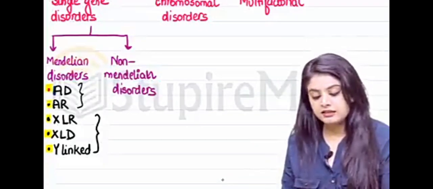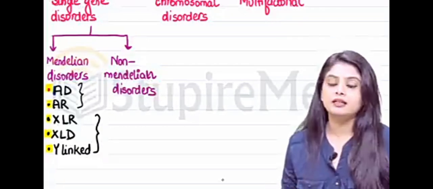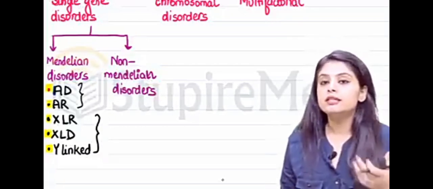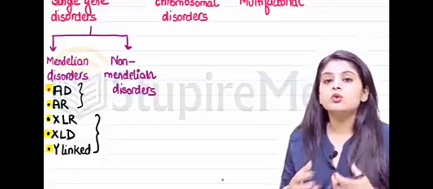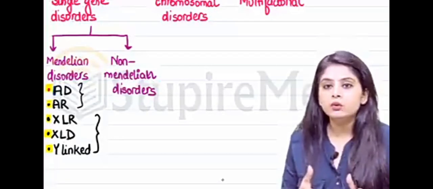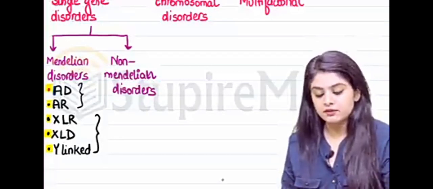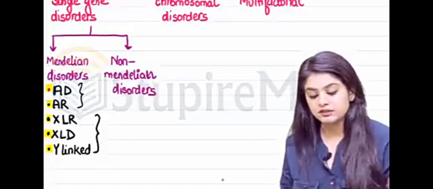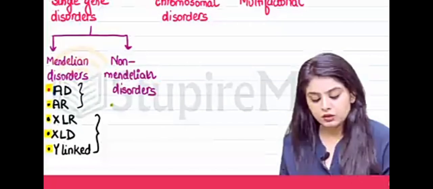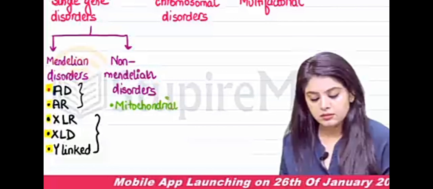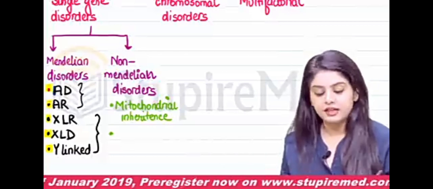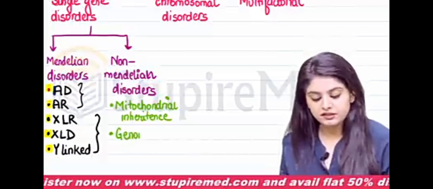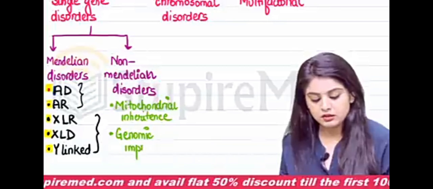The next category, students, that we have is the non-Mendelian disorders. Now, we already know that these will not follow the classical Mendelian rules. But this is that category which has more complex names. So we are just tabulating it over here, but we'll deal with each one of them individually because these are actually more important nowadays. So non-Mendelian disorders include mitochondrial inheritance. Second, a very recent favorite known as genomic imprinting.